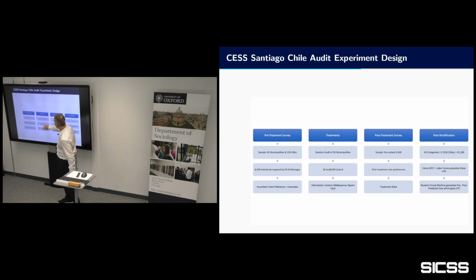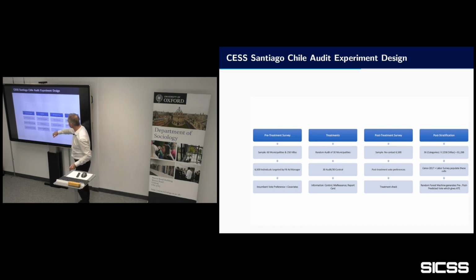And so the treatments then are going to be random audits of 30 of these municipalities that the ministry will do. 30 of the municipalities will be in the audit treatment, and then 30 will be in the control treatment. And then the information treatment is the thing we're going to be doing. For some of these 250 zip code things, we're going to have an information treatment. We're going to inform everybody, hopefully, in that zip code of the result of the audit, right? And of course, there will be people in the control zip codes who will get no information. That's the broad idea.